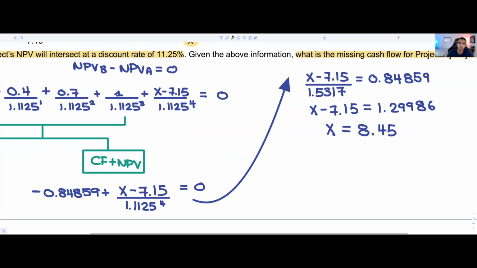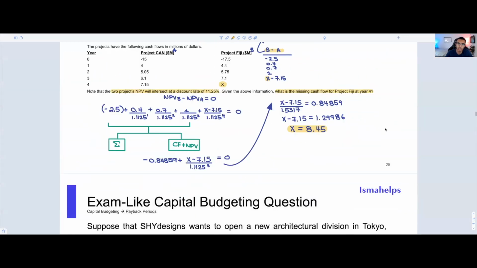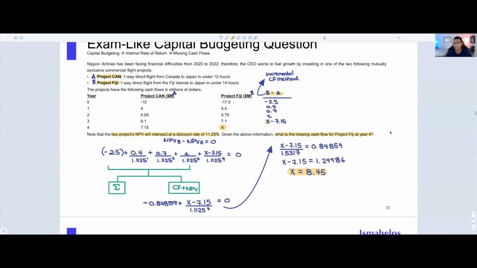I'll make this a little bit bigger so I can highlight what I'm writing. X would be equal to 8.45, and that's going to be your missing cash flow. It's literally as simple as that. It's not complicated. You don't need to solve for an IRR. They're already giving you the IRR of the difference of those two cash flows.